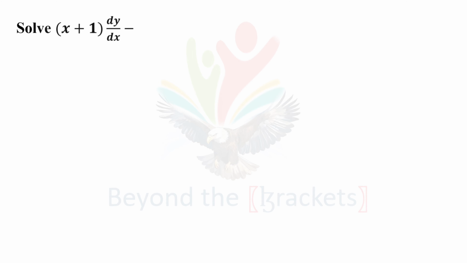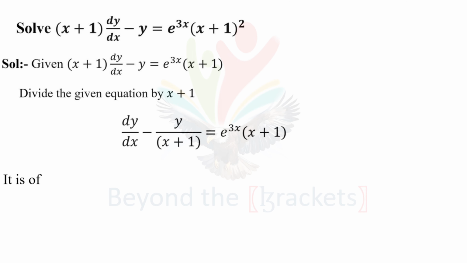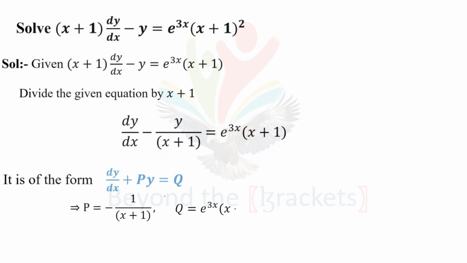Now moving on to the second problem. Once again, to reduce the given equation into the standard form, we don't want any coefficient with dy by dx, so we divide the entire equation by x plus 1, which reduces the given equation in the form dy by dx plus py is equal to q, where p is the coefficient of y, that is minus 1 by x plus 1, and q is the right hand side, that is e power 3x into x plus 1.